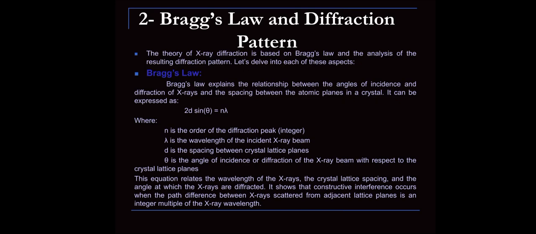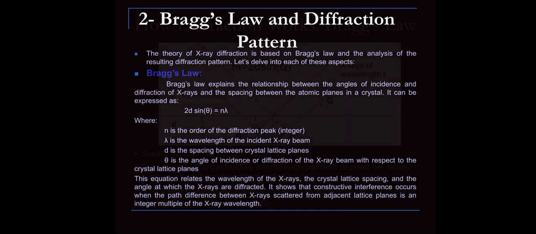It can be expressed as 2d sine theta is equal to n lambda, where n is the order of the diffraction peak integer, lambda is the wavelength of the incident X-ray beam, d is the spacing between crystal lattice planes, theta is the angle of incidence or diffraction of the X-ray beam with respect to the crystal lattice plane. This equation relates the wavelength of the X-rays, the crystal lattice spacing, and the angle at which the X-rays are diffracted. It shows that constructive interference occurs when the path difference between X-rays scattered from adjacent lattice planes is an integer multiple of the X-ray wavelength.